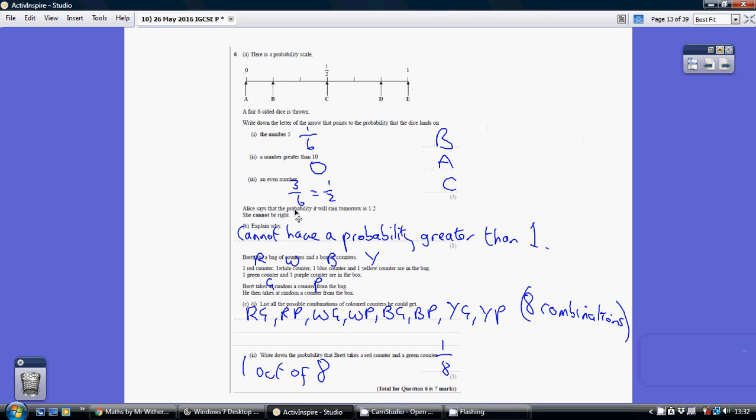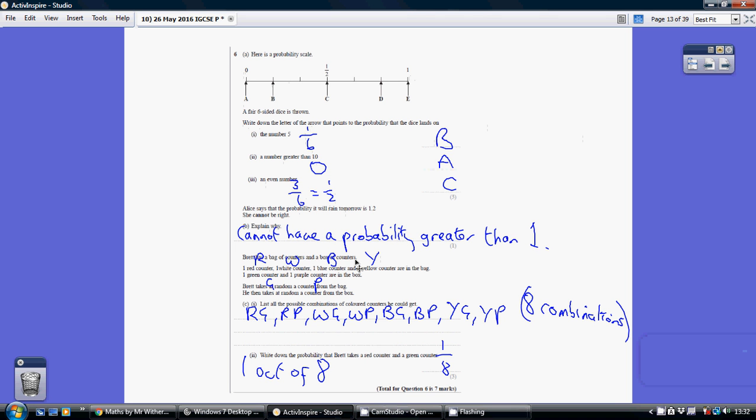Now, Alice says that the probability it will rain tomorrow is 1.2. She cannot be right. Why? Well, as I said earlier on, something that's definite, the probability is 1. You can't get higher than 1. So 1.2 is not possible, because you cannot have a probability greater than 1.